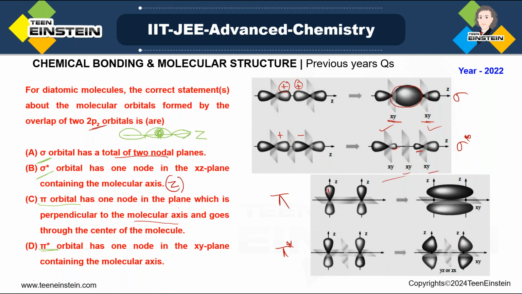So when there is the same phase sign, suppose plus plus, the electron density will be changed like this. And this is the nodal plane, which is perpendicular to the z-axis, and this is xy. So the option is saying pi orbital has one node in the plane which is perpendicular to the molecular axis. Now xy is perpendicular to the molecular axis z. So this is true.